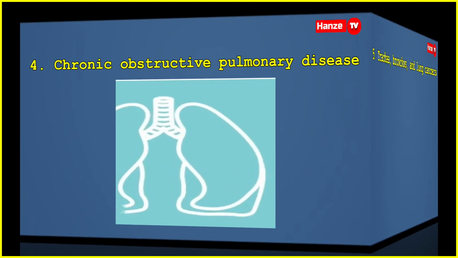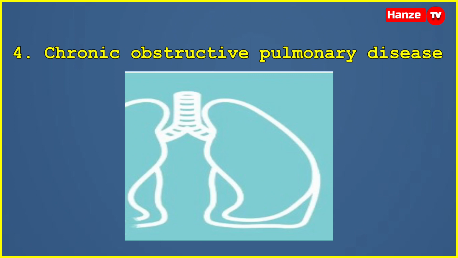Number 4. Chronic obstructive pulmonary disease. Chronic obstructive pulmonary disease, COPD, is a long-term, progressive lung disease that makes breathing difficult. Chronic bronchitis and emphysema are types of COPD. In 2018, about 16.4 million people in the United States reported a diagnosis of any type of COPD.